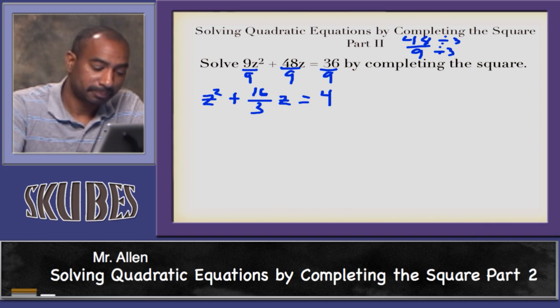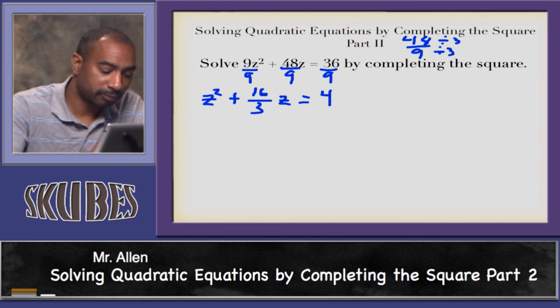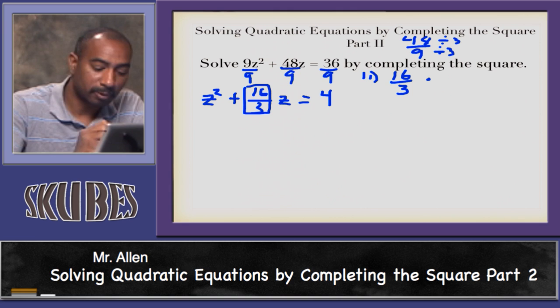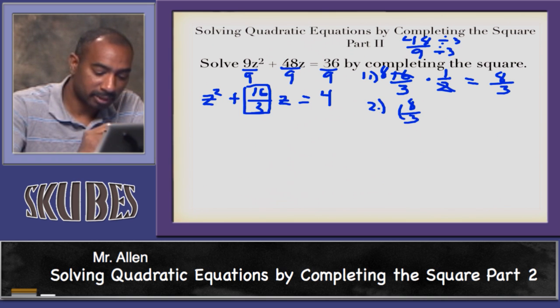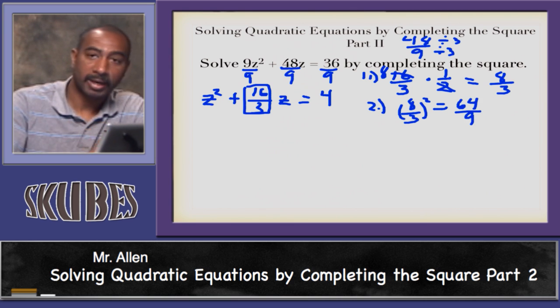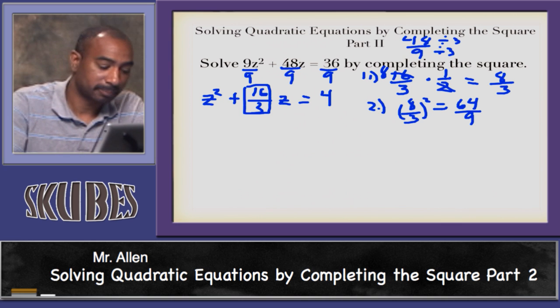And now we want to complete the square. And we do the same thing. Now my coefficient is 16/3. So I take 16/3 and I got to divide it by 2. That's the same thing as multiplying by 1/2. 2 divides into 16 8 times. So I'm left with 8/3. And the second step is to square the result. So 8/3 squared gives me 64/9. And this is what I'm going to add to both sides of the equation to complete the square.